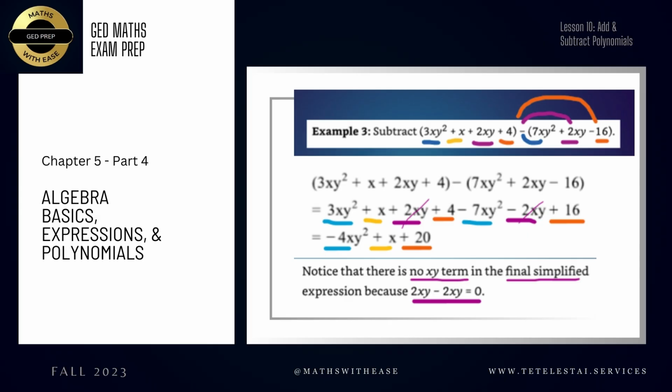Then we move on to our next set of like terms. We have our coefficients, 4 plus 16, which is 20. And so this is our final answer, negative 4xy squared plus x plus 20. And notice, like I said earlier, there's no xy term in this final simplified answer, simply because 2xy minus 2xy is 0, okay? So more practice questions. Make sure that you're working on these, okay?